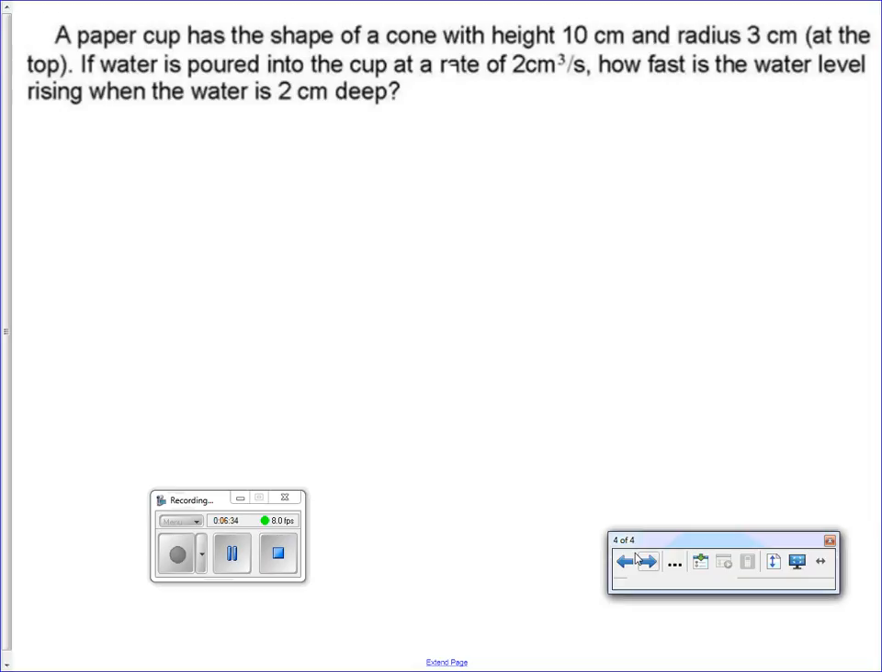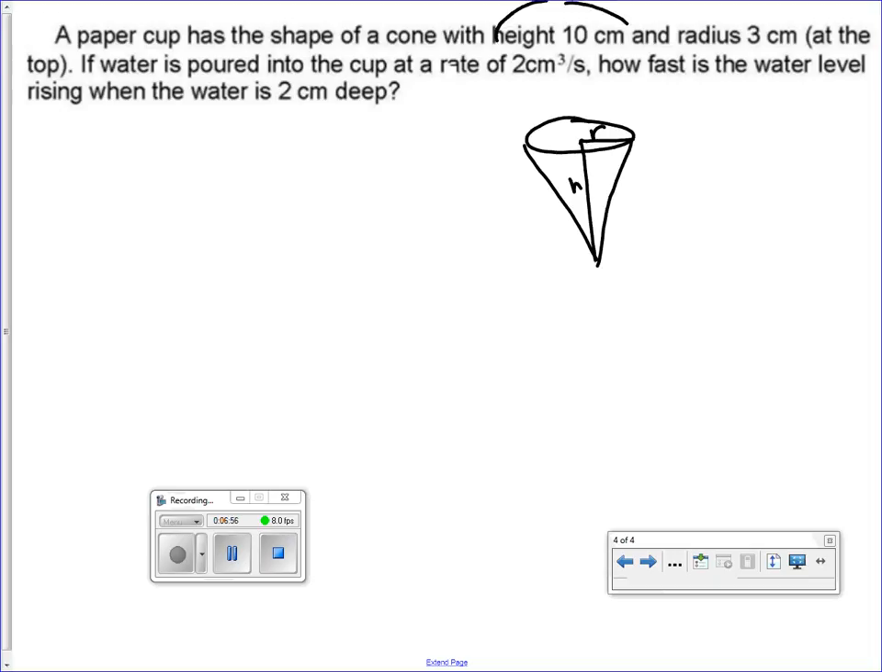So first I'm going to sketch my cone. So there's my paper cup, and it has a height and a radius. And I'm going to define everything I know. So I know that the height of the cone is 10 centimeters. I know the radius is 3 centimeters. That's only at the very top, if the thing is totally filled with water.